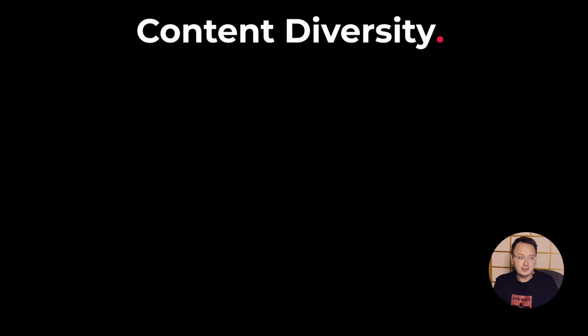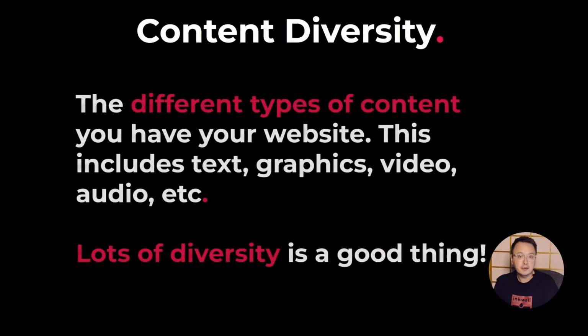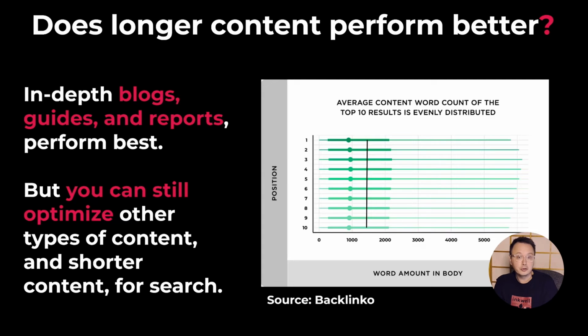The phrase content diversity refers to the different types of content that you might create on your website. And having a lot of different types of content and a lot of content diversity is good for both your SEO and your overall marketing strategy. It's true that long-form text posts do typically perform best when it comes to SEO. In fact, studies find that most of the content that ranks on the first page is about 1,400 words.